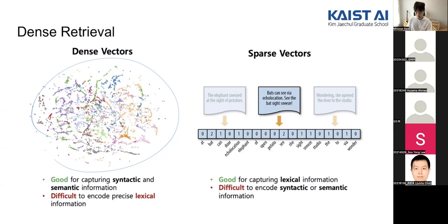And sparse vectors are, of course, the opposite, right? They're good at capturing lexical information because they assign one dimension per word. But it's very difficult to encode syntactic or semantic information because, well, if they're different, then there's no middle. It's just they're different. It's not like they're similar, or they are different but have the same meanings.